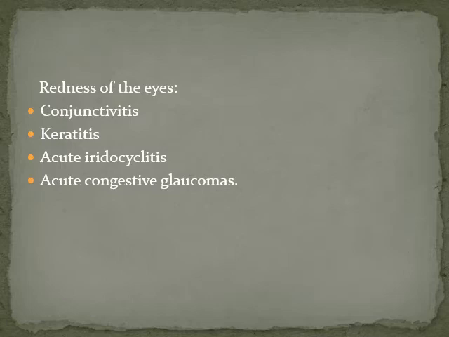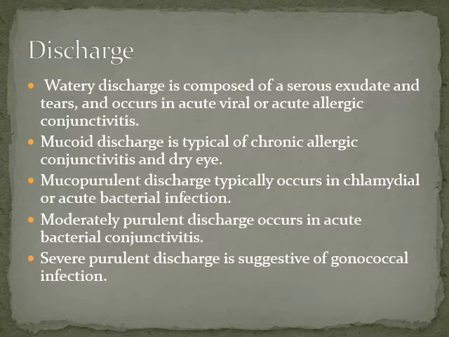Other causes leading to redness are dry eye, entropion, ectropion. So there is a big list, but these are the main causes. So what is the next complaint? It is discharge. Discharge from the eye can be watery, mucoid, mucopurulent. Discharge can help us differentiate between the types of conjunctivitis.